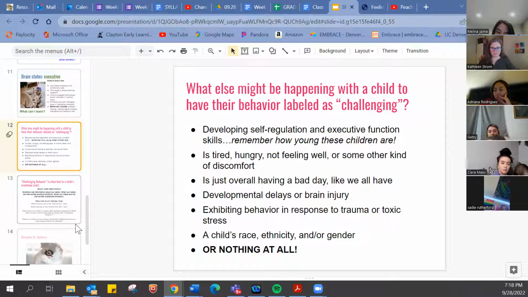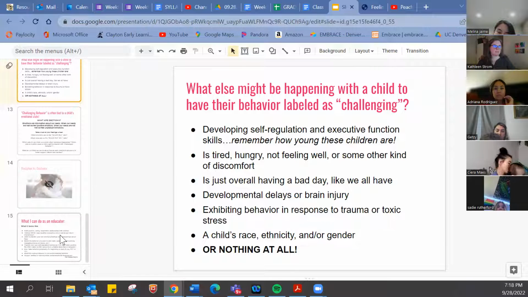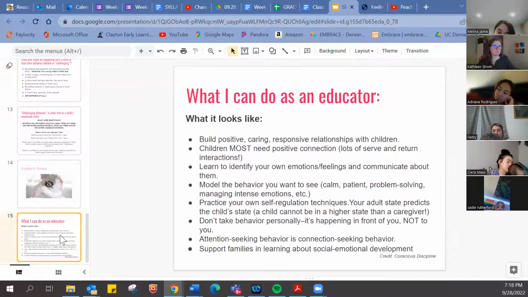And children are not using behavior to manipulate you. What are they using behavior for instead? To express themselves. To express themselves and to tell you that they have what? A need that needs to be met. Yes, absolutely. They have a need that needs to be met. So it's your job to figure out what that need is, right? So there are lots of great ways that you can support children.